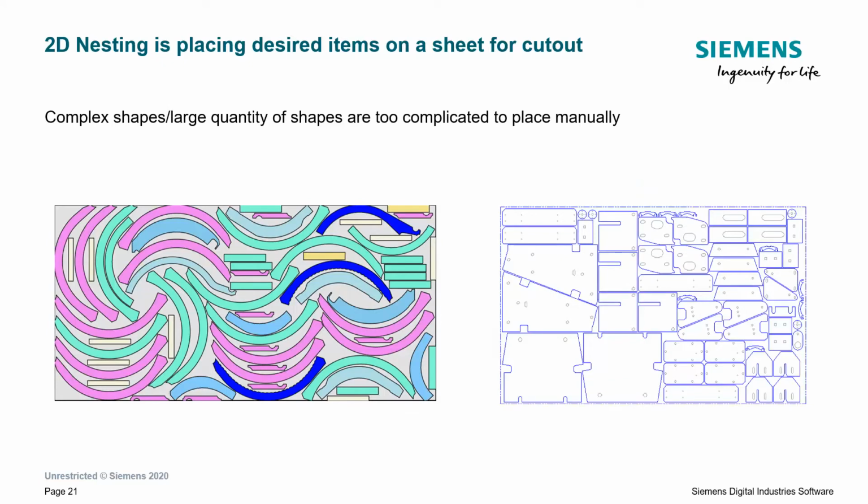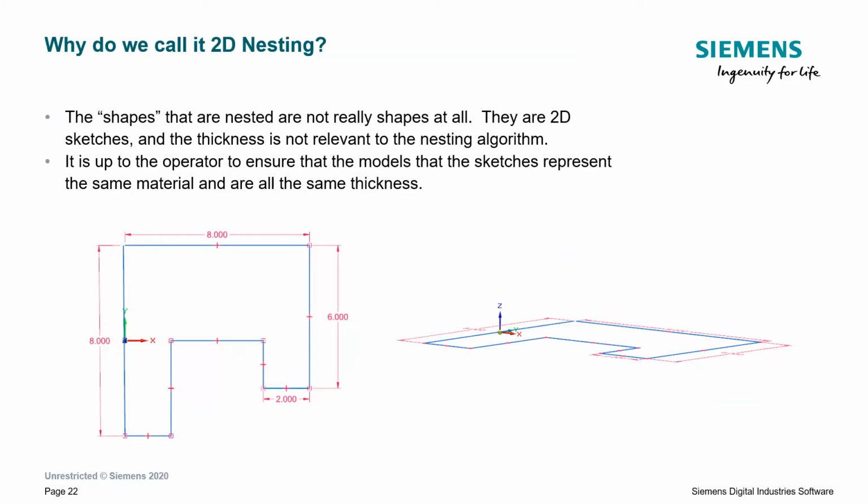In fact, when it comes to complex shapes or a lot of shapes, it's frankly impossible to place them manually with any kind of efficiency. So you must have a 2D nesting algorithm. Why do we call it 2D nesting? Well, the shapes are not really three-dimensional at all. They're two-dimensional sketches, and the thickness isn't relevant to the nesting, as the models that the sketches represent are the same material and are all the same thickness.